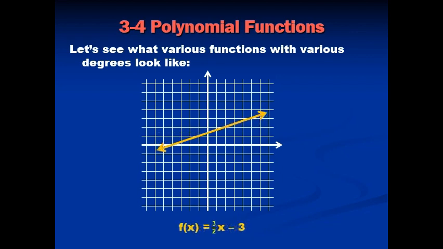All right, so as we increase the degree, we sort of increase the number of solutions that we could have. So this is clearly a degree 1 polynomial. We refer to this as a linear polynomial, linear function. And notice it has exactly one solution.